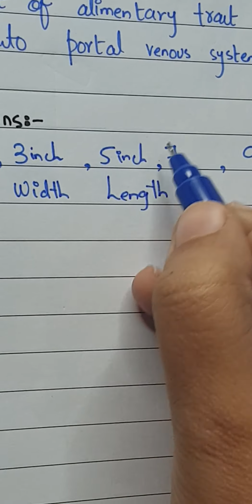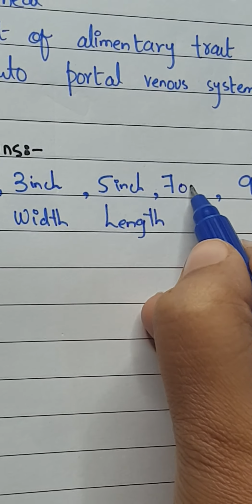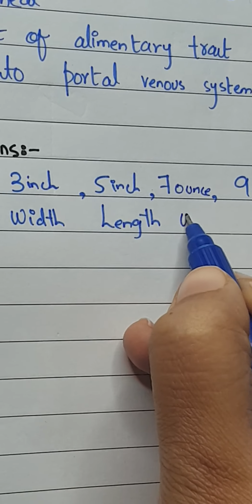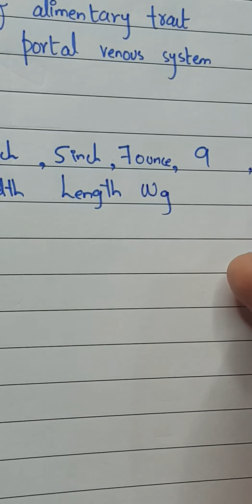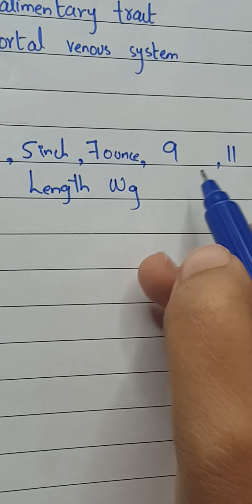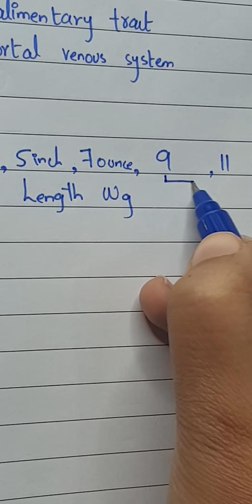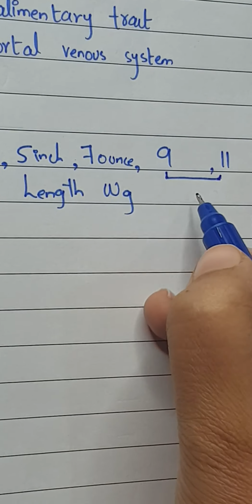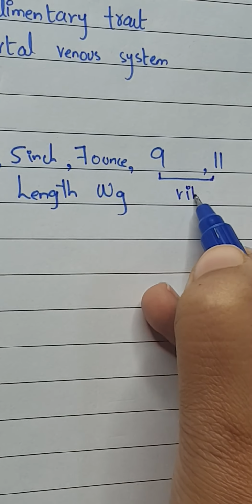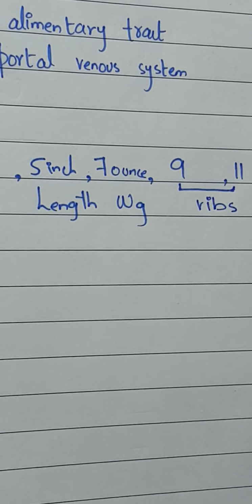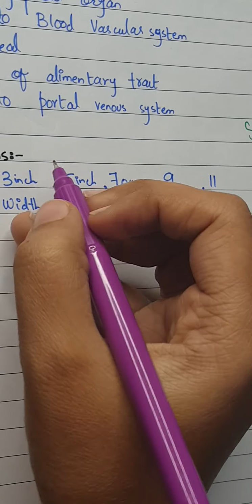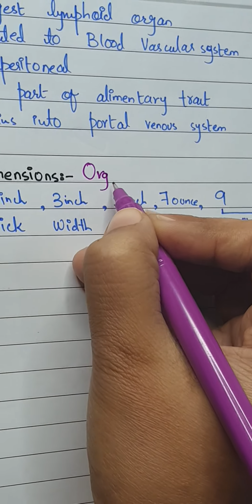The 7 means 7 ounces. The 7 ounce is the weight of a spleen. And this 9 and 11 is representing the extent of a spleen. A spleen lies in between the ribs 9, 10 and 11. So these are the ribs. So we can conclude that a spleen is an organ of odd numbers.